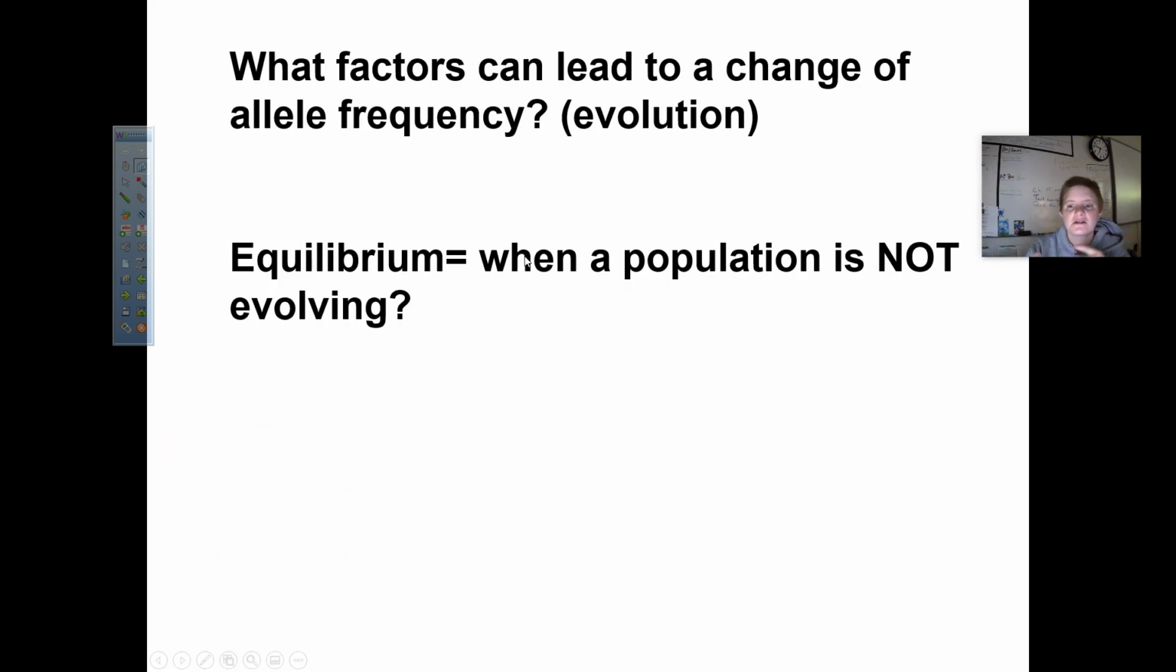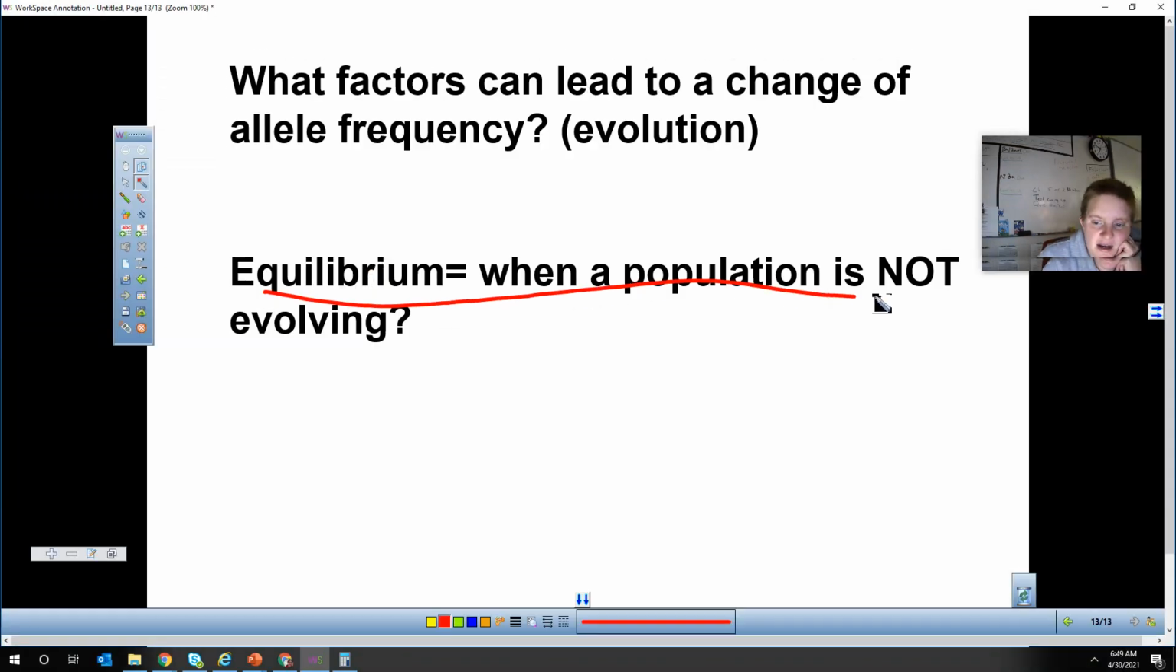Okay, so what factors lead to a change in allele frequency? Like, what causes evolution? And let's remember that equilibrium is when a population is not evolving.